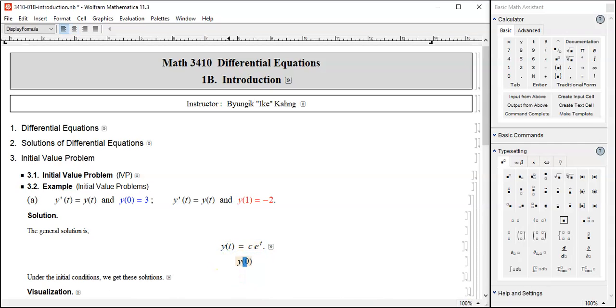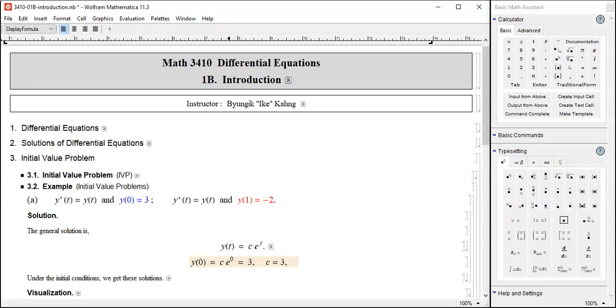y of 0, which is c times e to the 0 power, had better be 3. So what is this c value? What is e to the 0 power? That's 1, isn't it? So we have to have c equal to 3.